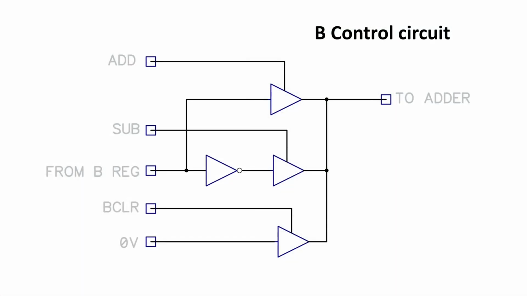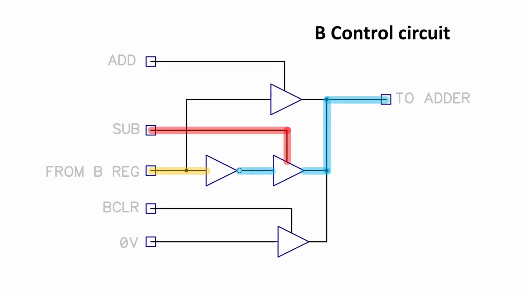To be able to do addition, subtraction and increment the program counter, we need to be able to control the B register going into the B bus of the adder, the B input of the adder. So we've got this circuit on the B control board. We've got the add function, so when we're doing an add, the add control line will come on, and that will switch data from the B register straight through into the B port of the adder.